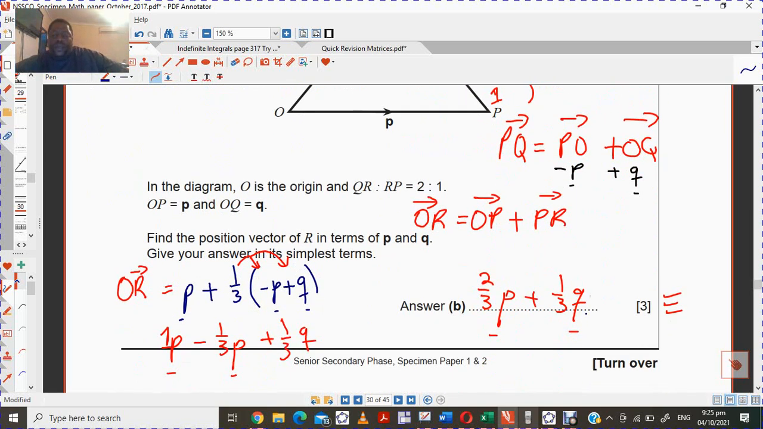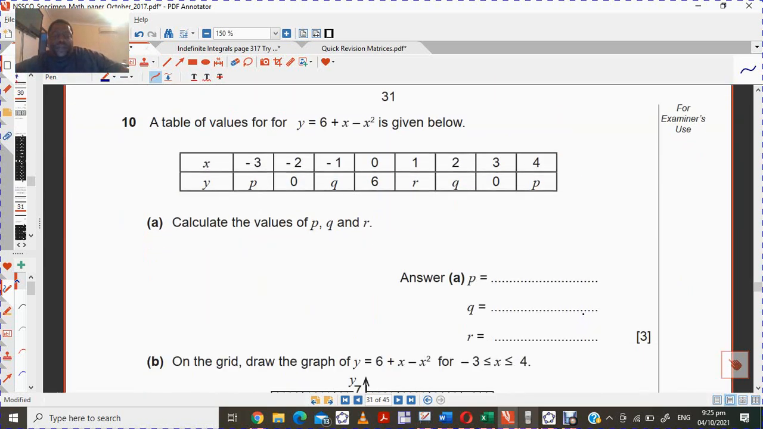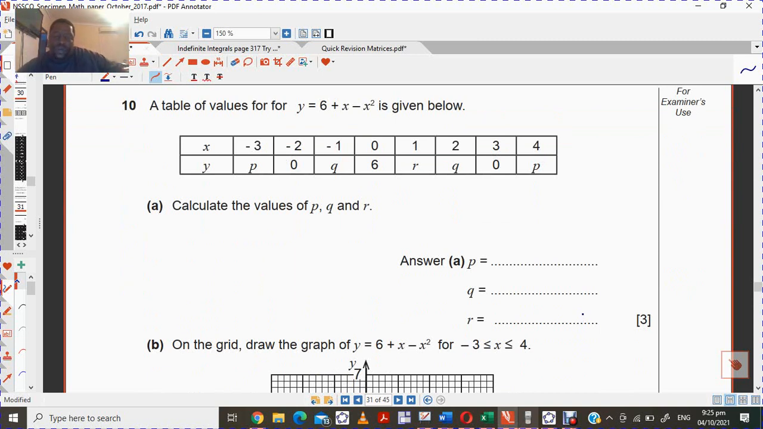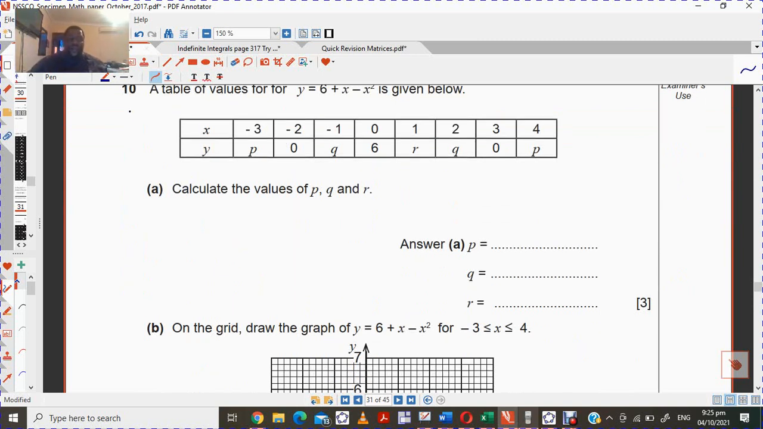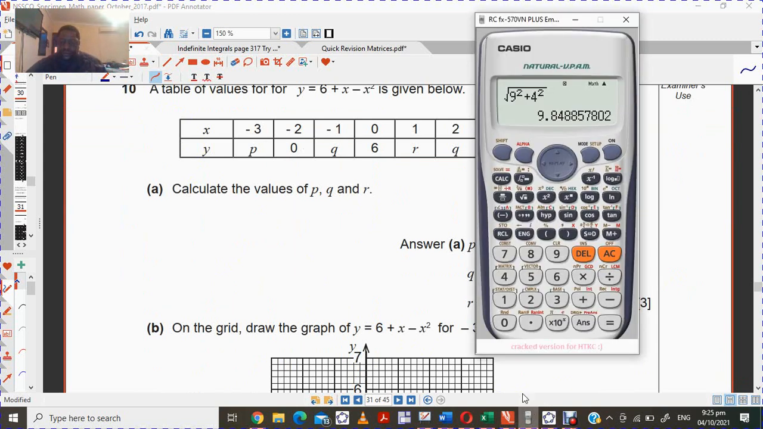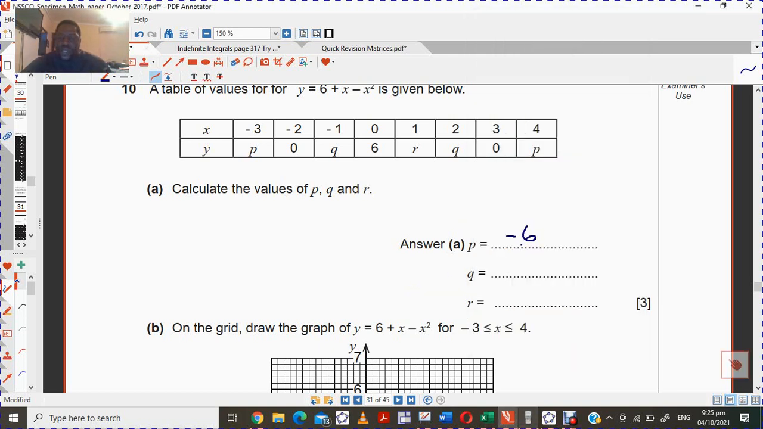Right. Question 10. Grab a calculator here and then you work out the missing values. So if you have your function as 6 plus x minus something squared, then we say when p is -3, I'll just go back and now I insert -3. There are other ways you can do this, a table function in your calculator, but there's no need for that. So that's -6.